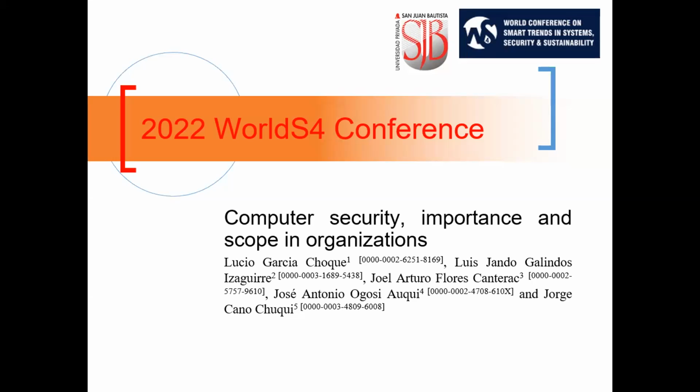Okay, ladies and gentlemen, good afternoon, good morning. I present the computer security importance and scope in organization.